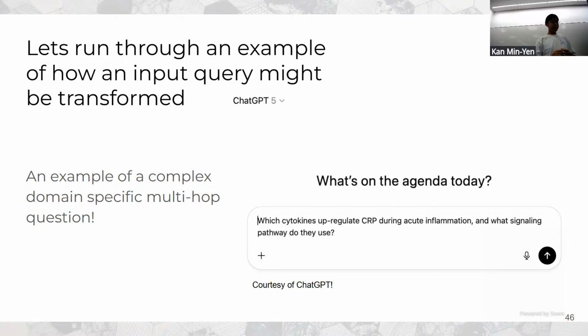I'll give a very difficult and complex domain-specific multi-hop question. For example, if I threw this at ChatGPT, and ChatGPT was attached to a RAG system, what would it look like? I have no idea what this question is really about. The example is honestly courtesy of ChatGPT, but I think walking through it step by step is quite helpful in understanding what the process actually looks like in real life.